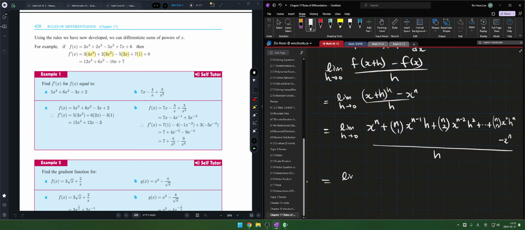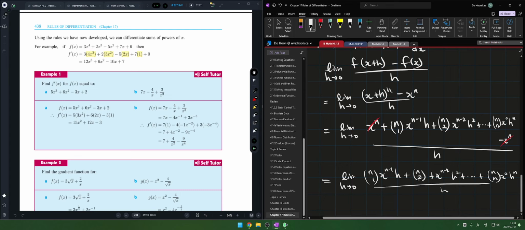Now we can cancel out the x power of n part. Then it comes like this: n choose 1 times x, and so on. Now in this good world, we can cancel out the h entirely. So that h is cancelled on the bottom. 2 becomes 1. Everything goes down, and the last one also goes to n minus 1.